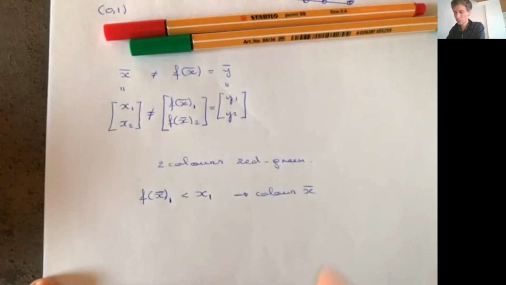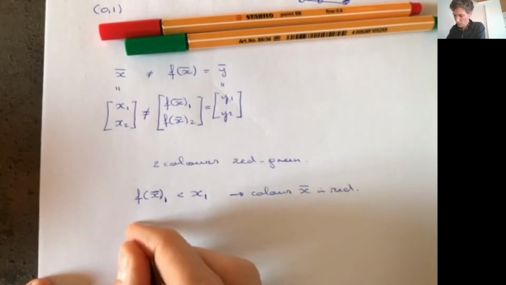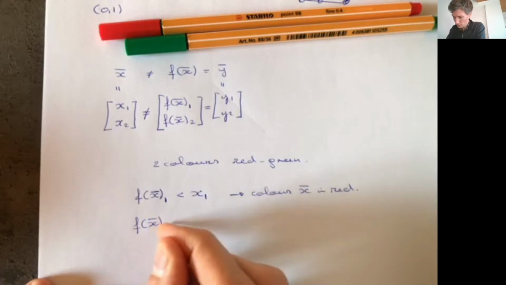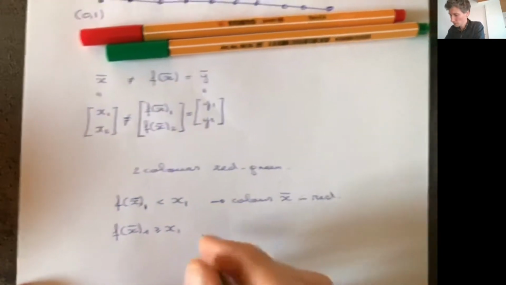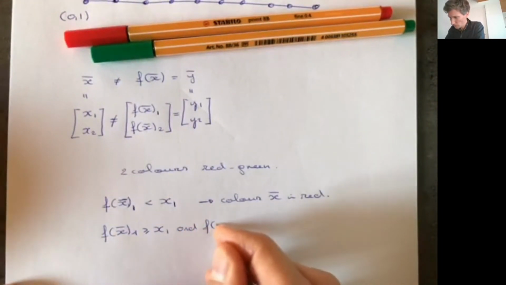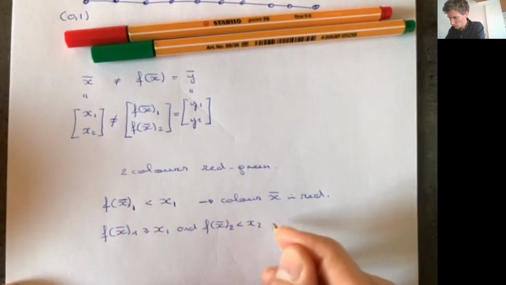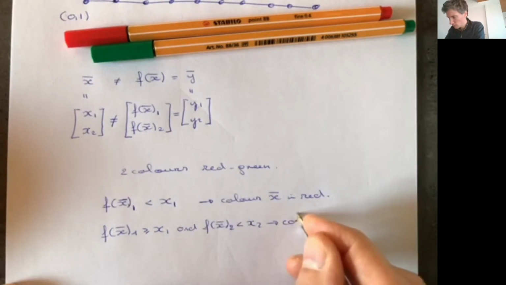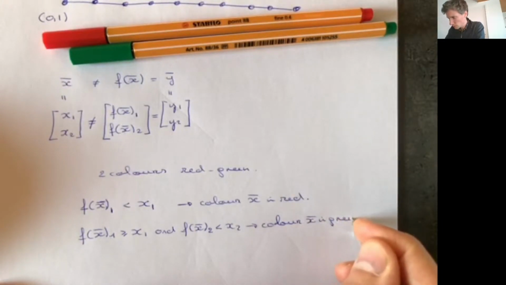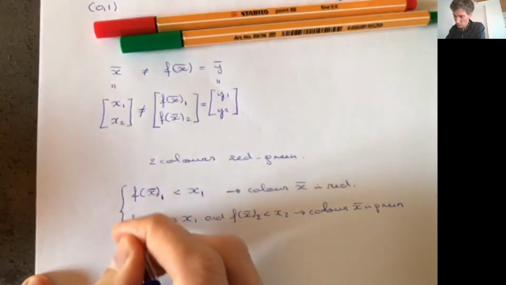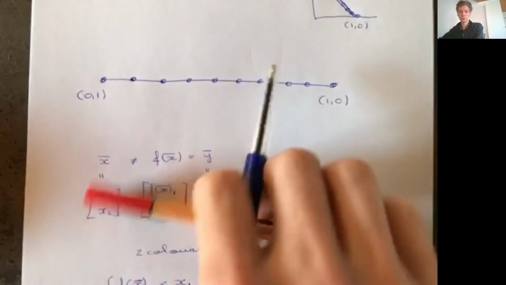In particular, color the vertex x in red. And if f of x1 is greater than or equal to x1, this means that it's not red. And if f of x2 is strictly smaller than x2, then color x in green. Okay, so this is the rule that we're going to follow in order to color these vertices.